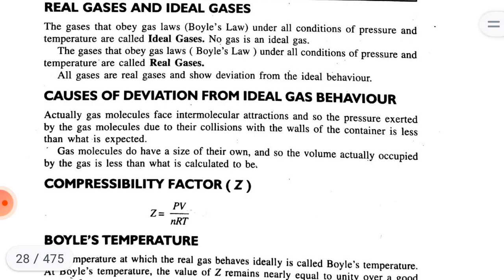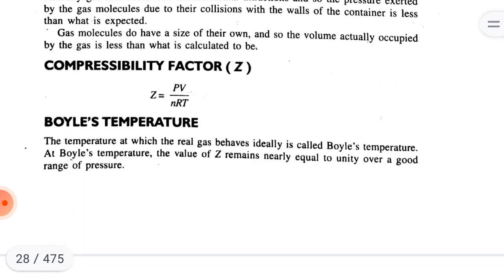Causes of deviation from ideal gas behavior. Gas molecules face intermolecular attraction, and so the pressure exerted by the gas molecules due to their collisions with the wall of the container is less than what is expected. Gas molecules have a size of their own, and so the volume actually available is less than what is calculated. Compressibility factor Z, Z equal to PV upon nRT.